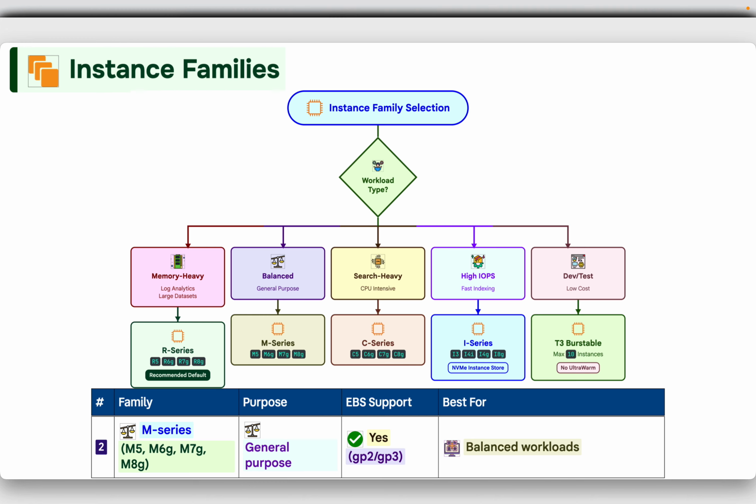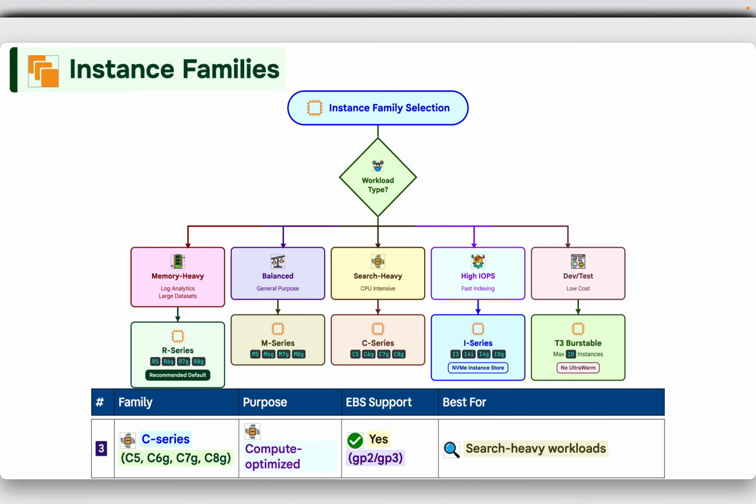Then M series include M5, M6G, M7G, M8G. These are general purpose instances with EBS support using GP2 or GP3. They are best for balanced workloads. Then C series include C5, C6G, C7G, and C8G. These are compute optimized instances with EBS support using GP2 or GP3. They are best for search heavy workloads.